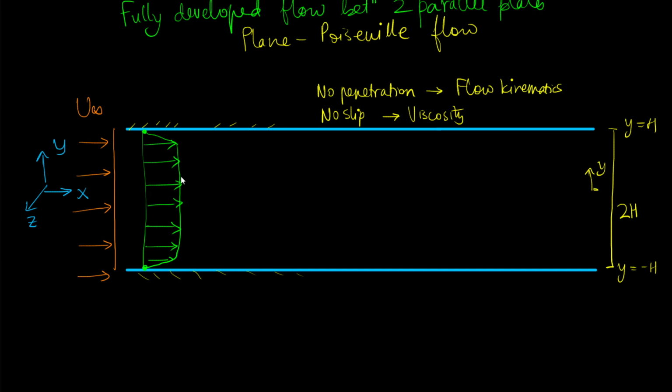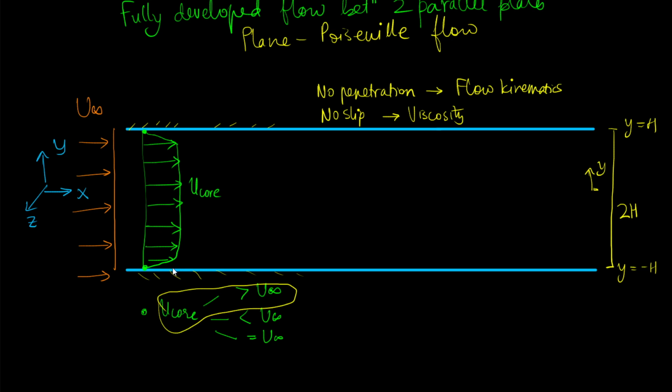So if I call this velocity u core, the question is whether u core is larger than u infinity, smaller than u infinity, or equal to u infinity. And the answer is it will be larger than u infinity. U core will be larger than u infinity, and the logic is as follows.